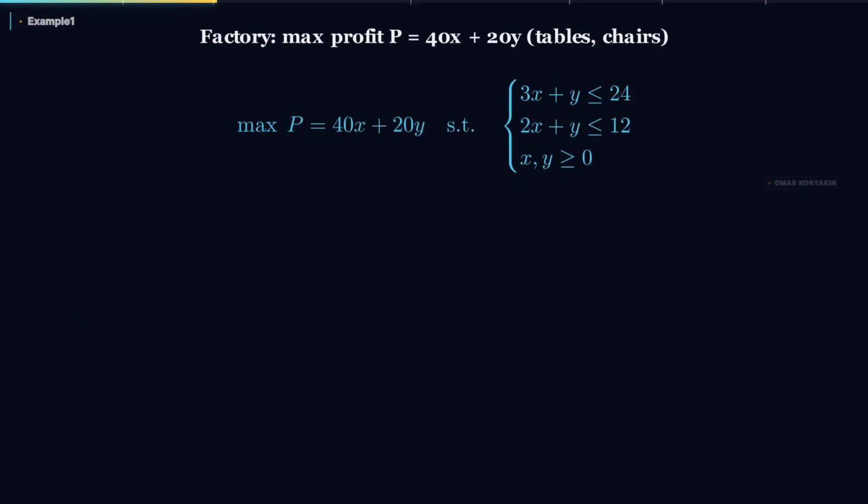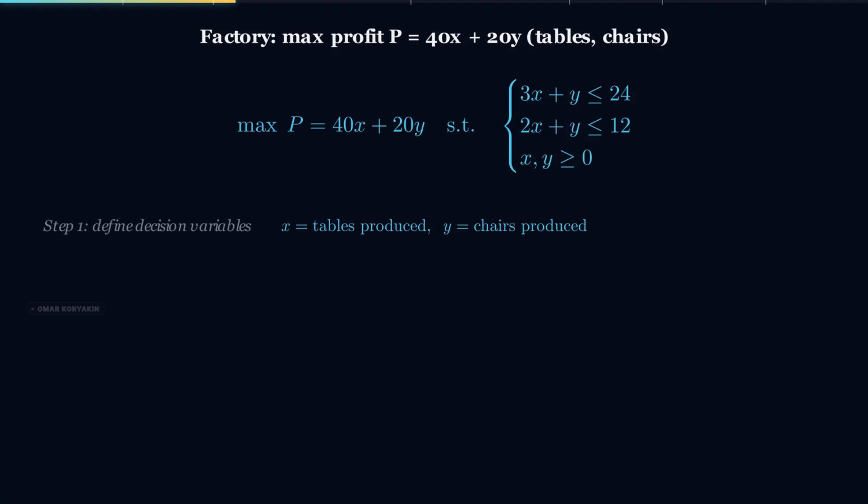A factory produces tables and chairs. Each table requires 3 hours of labor and uses 2 units of wood. Each chair requires 1 hour of labor and uses 1 unit of wood. The factory has 24 hours of labor available and 12 units of wood. Profit is $40 per table and $20 per chair. How many tables and chairs should the factory produce to maximize profit?